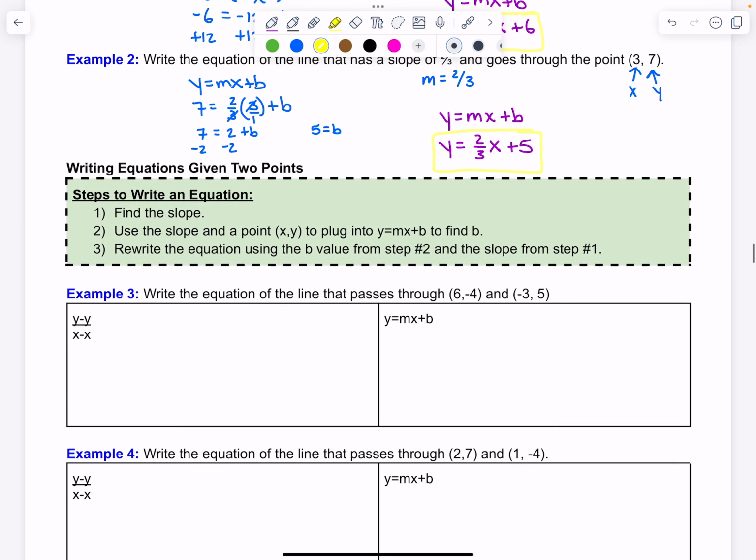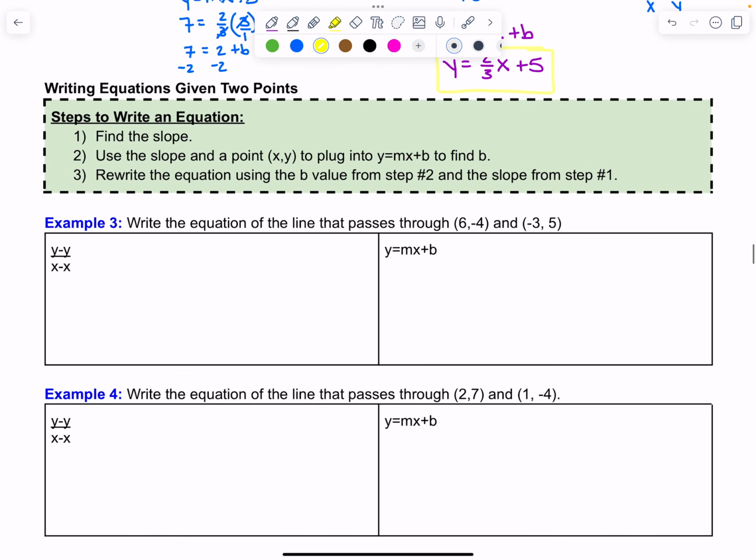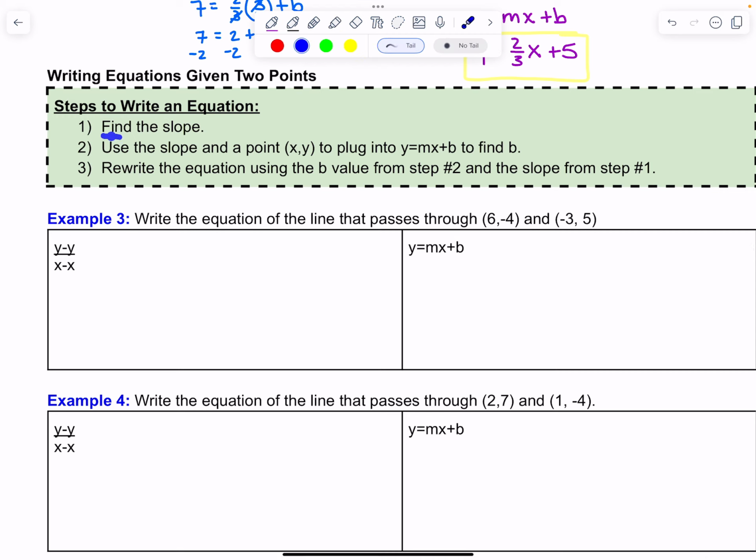All right, so let's look at another type. What if you're given 2 points? In this case, given 2 points, we can use the slope formula to find the slope first, then use that slope that we find and the point to do what we were just doing in example 1 and 2, to plug it into y equals mx plus b and find our b, and then rewrite the equation that we get. Okay, so let's look at 2 examples of this type.